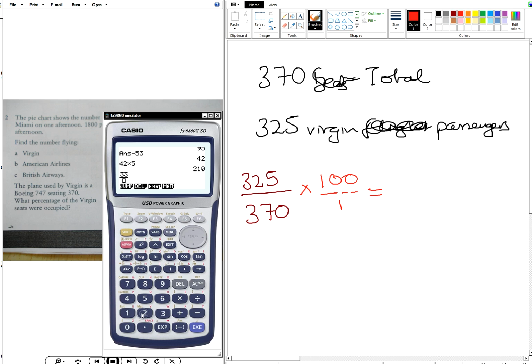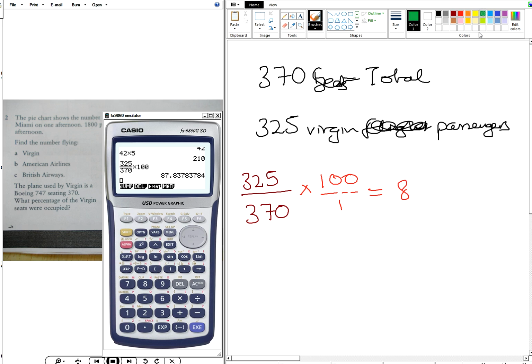So we do 325 divided by 370, times by 100. Okay, we're happy that 325 divided by 370 times by 100. We're happy with that so far. That's what we see there. Equals, and we need to press the button. Okay, right. We need to convert back. It's supposed to be in math mode. Where's our SD button on this particular calculator? Here it is. Done. So what do we get?